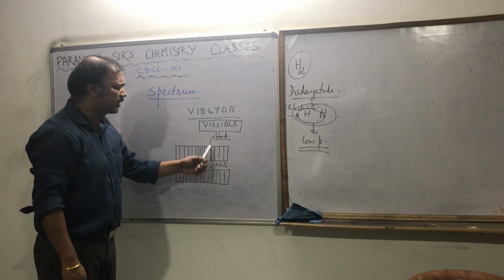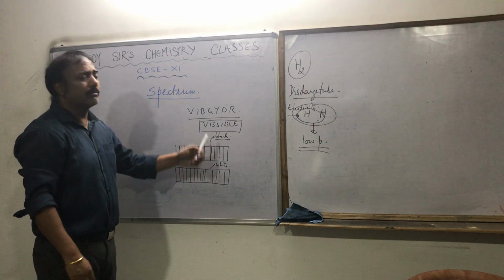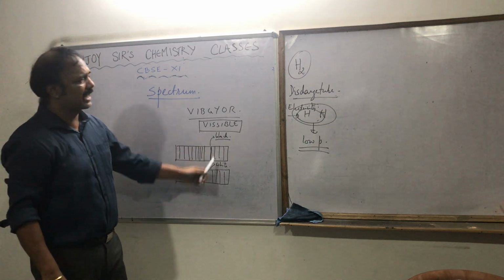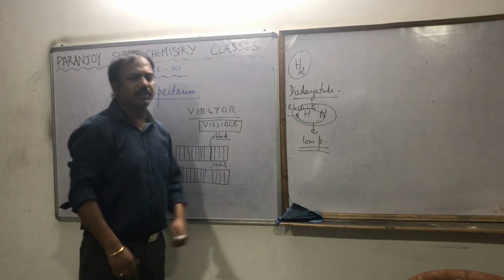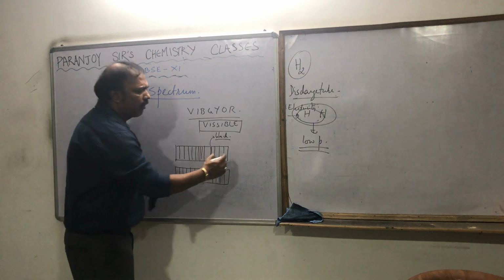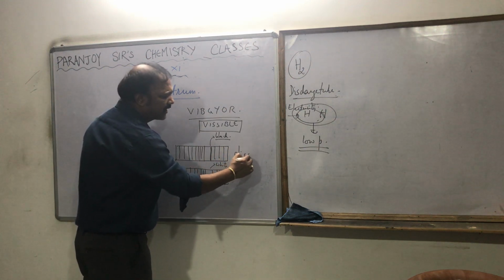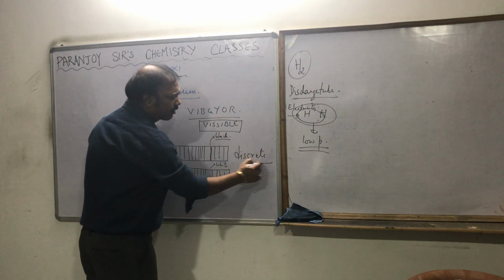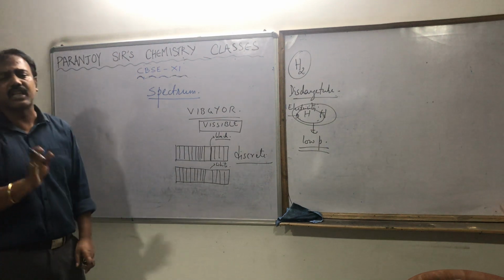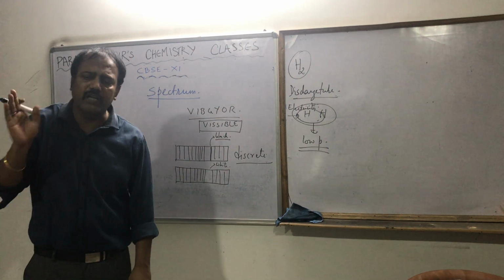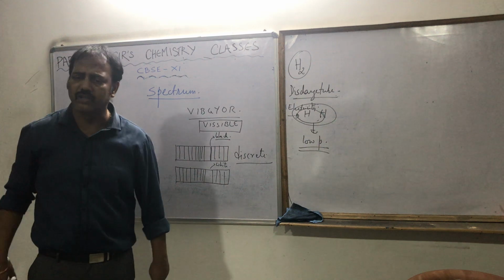That is why these lines are also the same. But what is the difference? Another important difference from the normal spectrum is that these lines are all discrete lines. These are not continuous lines. There is no relation between one line and another. They are all discrete lines, different lines.